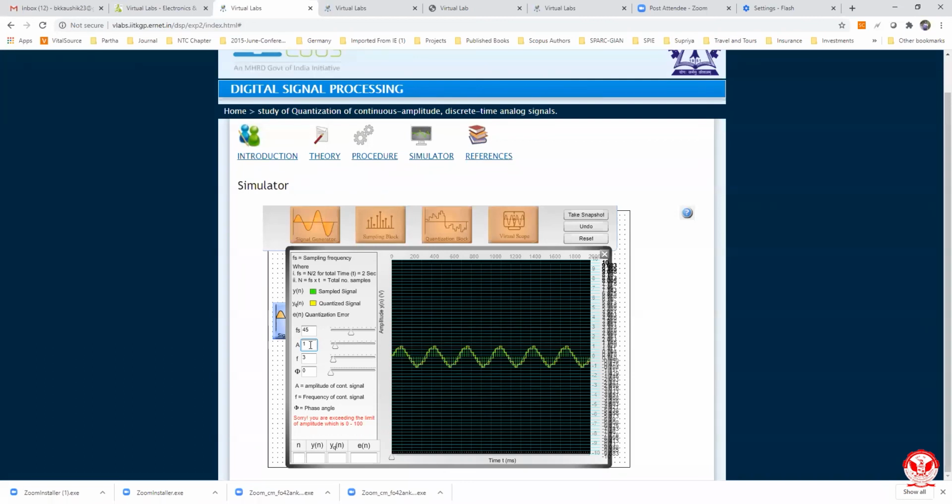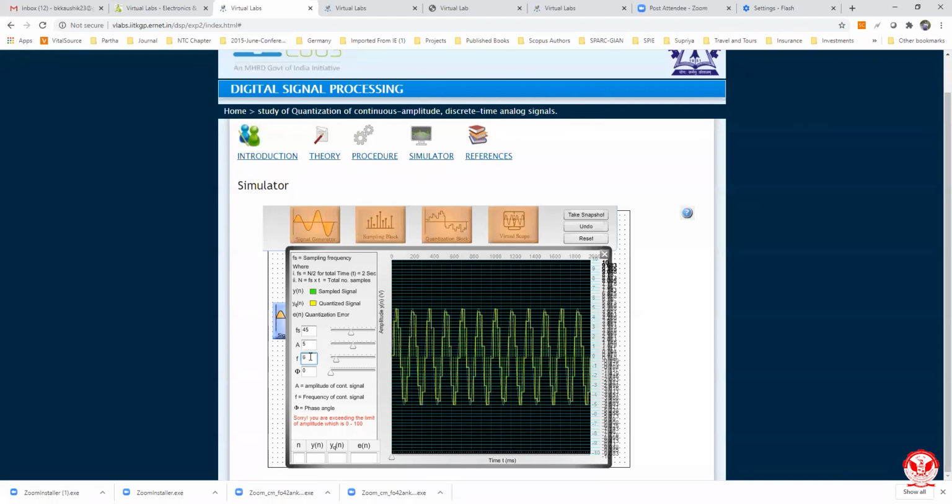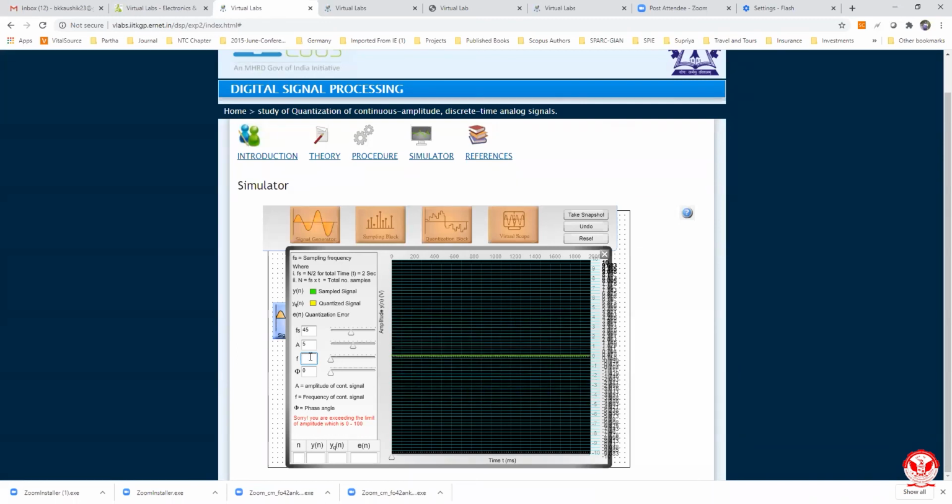For simplicity, we keep the amplitude 5. Now this is the frequency of the input signal. That can also be changed. See, this is now. So what we find, the sampling instant remains the same considering the sampling signals. Here we set the frequency just 3. So the sampling instant still remains the same.